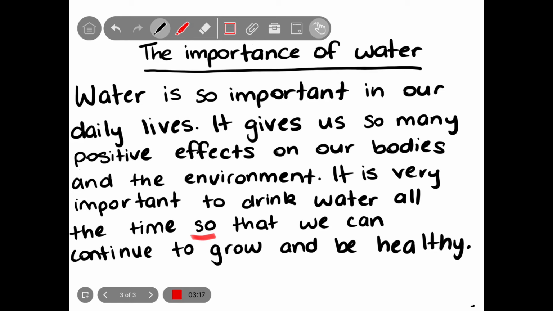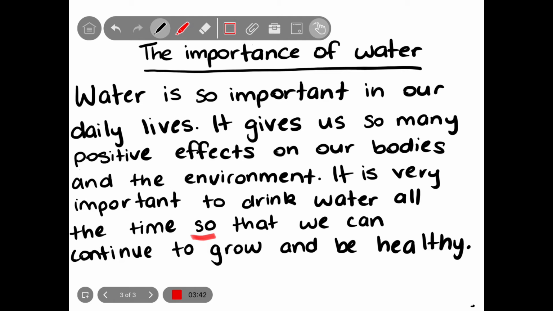So I'm going to reread my writing to make sure that it makes sense, not just to me, but so that my reader knows my message. Water is so important in our daily lives. It gives us so many positive effects on our bodies and the environment. It is very important to drink water all the time so that we can continue to grow and be healthy. Great. So that's my first paragraph, and I've used simple and compound sentences, and it makes sense for my reader.